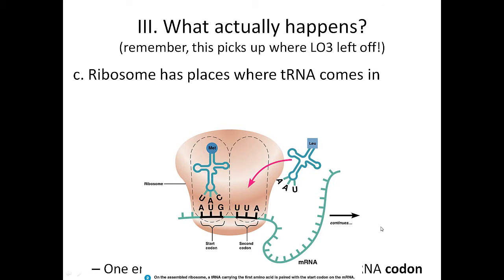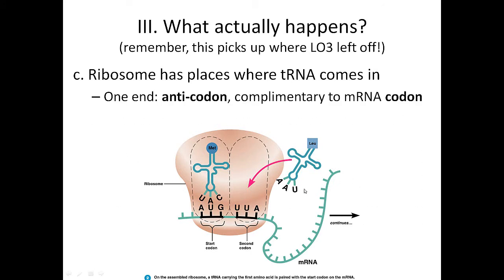One end of the tRNA has an anticodon, which is complementary to the mRNA codon. It's kind of like a puzzle piece. So on our mRNA, the puzzle piece is UUA, and we have to find what matches with UUA. The tRNA that matches is AAU, because U pairs with A. So this one would come in and bring its amino acid with it. So one end has the anticodon, the other side carries the amino acid.